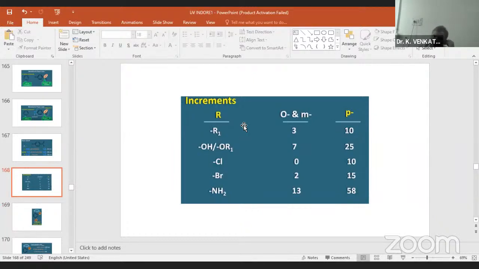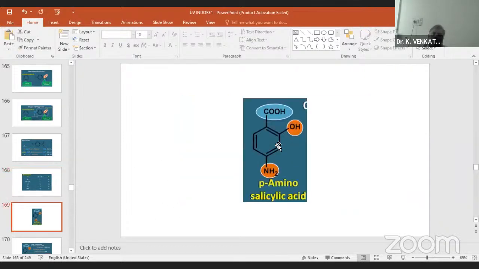So the R is present ortho meta position. What is the increment value? 3, and the para position 10. And OH and O are present ortho and the meta position, that value is 7, and the para position, that value is 25. In case the chlorine is present ortho meta position 0, and the para position is 10, and the bromine is 2, ortho and the meta position 2, para position is equal to 15, and the amine group is 13, ortho and the meta positions, and the para position is 58. So now you can calculate, ma'am, this para amino salicylic acid.